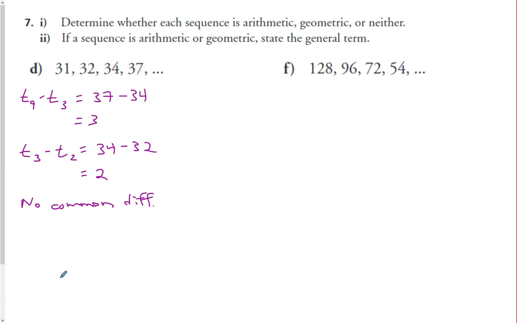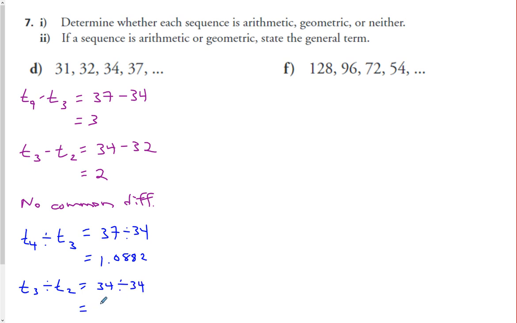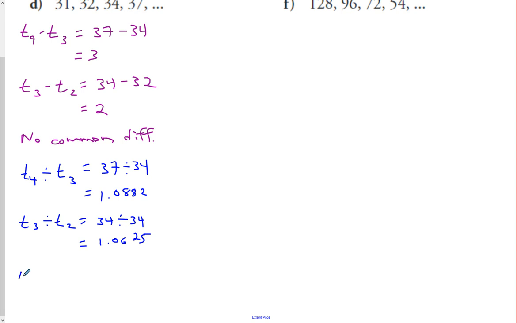Let's see if it's geometric. Let's go my fourth term divided by my third one. That's going to be 37 divided by 34. So that's going to be some decimal number, 1.0882. And let's try my third one divided by my second one. So that's 34 divided by 32. Let's see what we get for that. That's going to be 1.0625. So those are not the same. So there's also no common ratio.